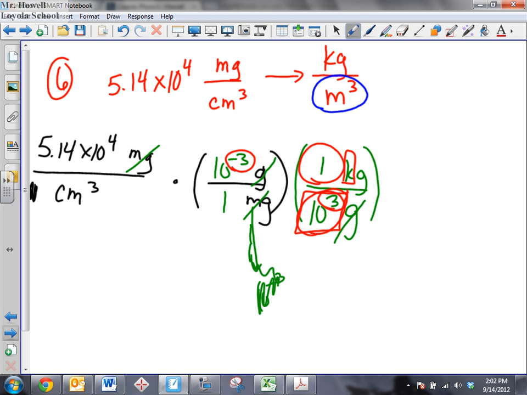Oh, well, I think a better way to explain this is, for every 1 kilogram, there's 1,000 grams. That's what this says. That's exactly what it's saying, but it's so much easier to understand if you say it that way. For every kilogram, there's 1,000 grams. And for every 1 milligram, there's 10 to the negative third gram.